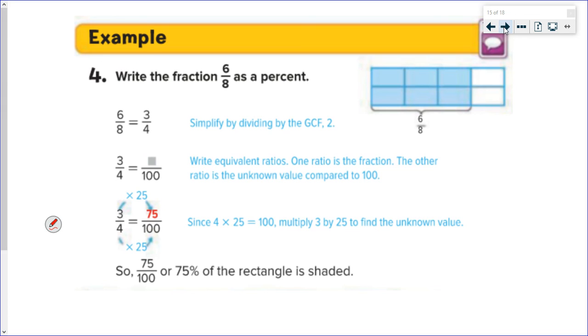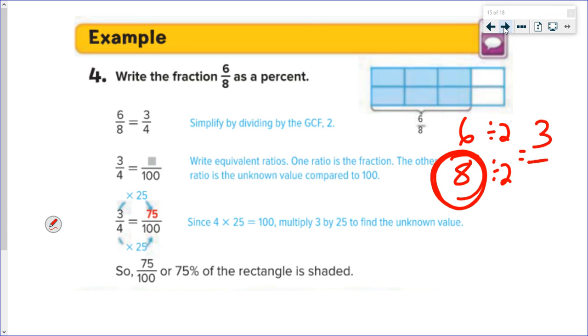Write this fraction 6/8 as a percent. So if you're given the fraction, could you turn it into a percent? And the answer should be yes, you can. So if you have 6 over 8, for example, I want to make this denominator something that works well with 100. Right now, 8 does not work well with 100. But luckily, if I divide by 2 to both of these, I'm going to end up with 3 over 4.